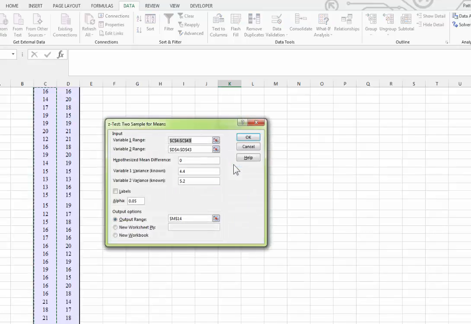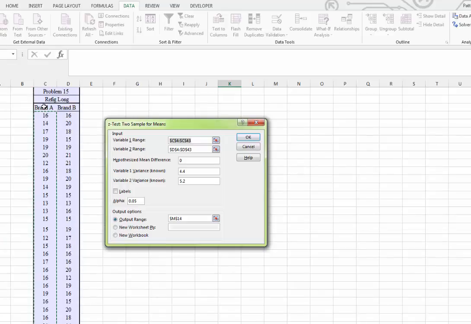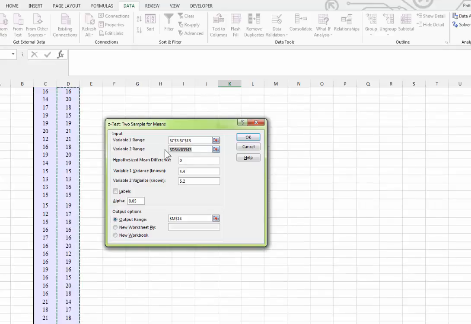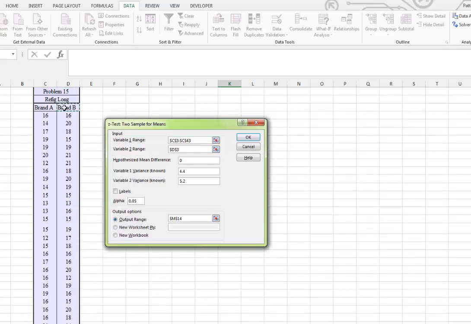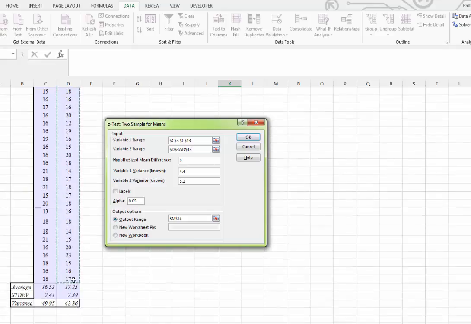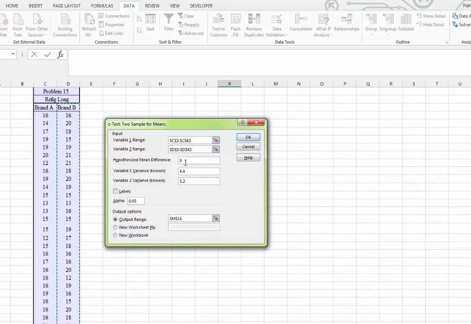So we say okay, and then we're going to highlight variable range 1. Here we've got brand A, so I'm going to include brand A and highlight the column, but I have to be careful to back out my mean and standard deviation because I don't want to include that. Then go back up here and get my second variable. I want to also include brand B, highlight it down, and bring it back up to just 17 because I don't want to include the mean and standard deviation. Okay, my hypothesized mean difference is 0 because remember I had mu equal to mu.